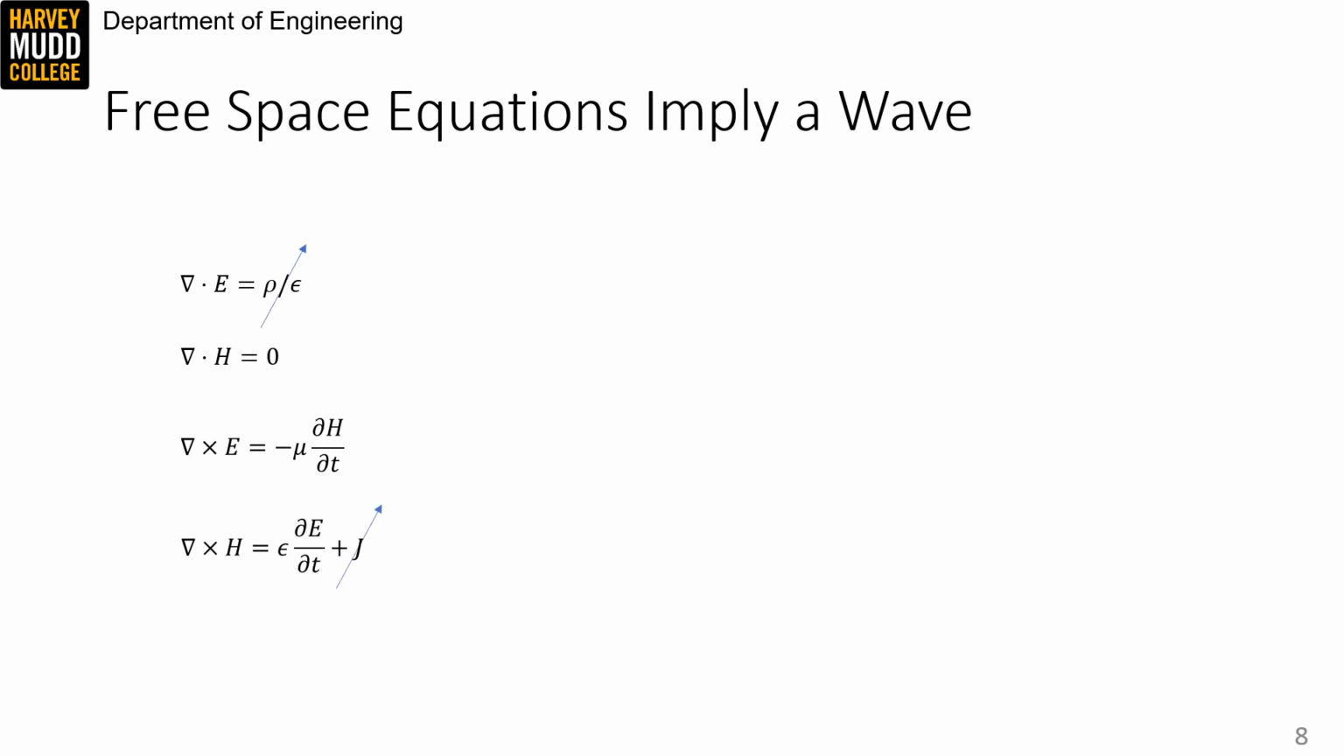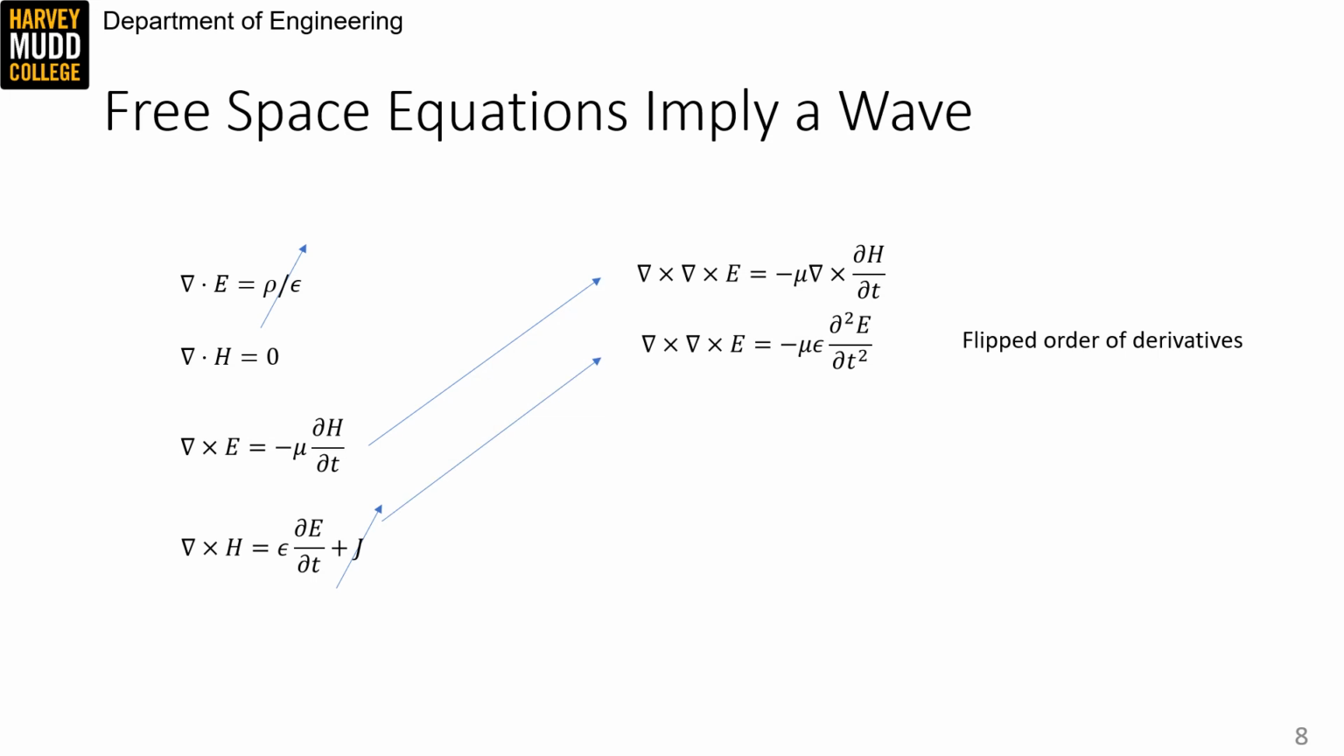We do so by first assuming we're in free space, which gets rid of any pesky charge or current lying around to confuse our equations. Then we take the curl of both sides of the del cross E equation. Then we swap the order of derivatives on the right-hand side and substitute the value of del cross H into the result.